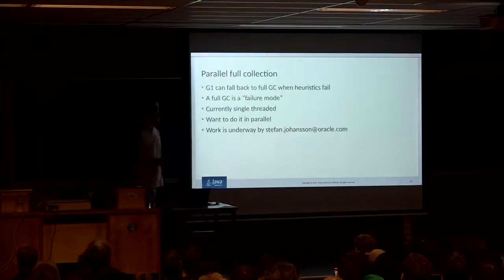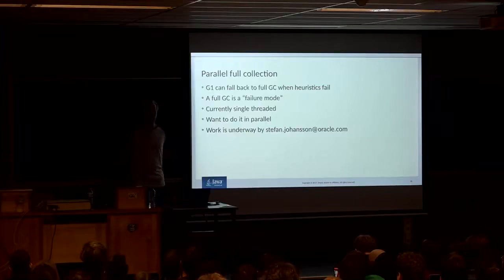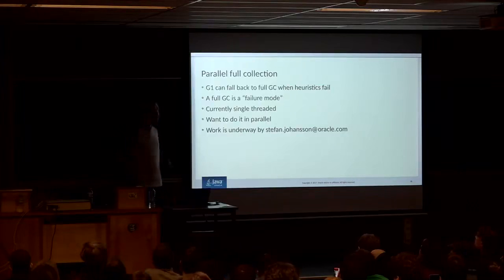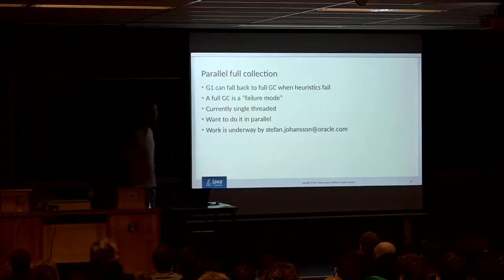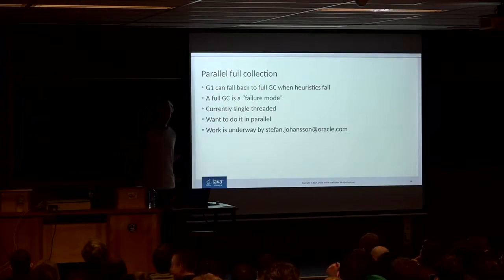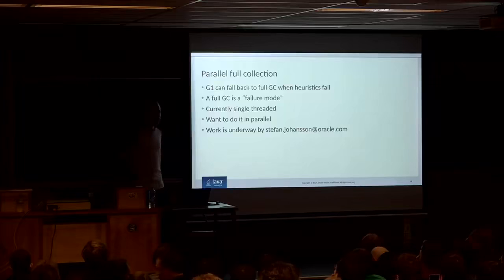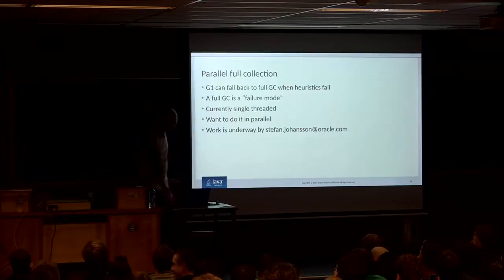So, parallel full collection. G1 can fall back to a full GC when the heuristics fail. A full GC is in G1 considered a failure mode. We don't want a full GC to happen. It shouldn't have to happen if the heuristics are working correctly, but it can happen. It is currently single-threaded, and that is, of course, really bad for performance. So we just want to rewrite it in parallel and have it be faster when the heuristics do fail. And work is underway on this by Stefan Johansson in the Oracle GC team. But if you want to help out and contribute, then please get in touch with either me or Stefan.